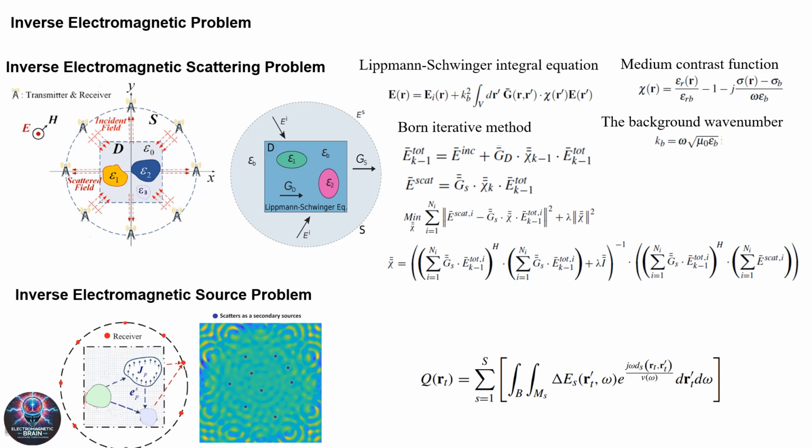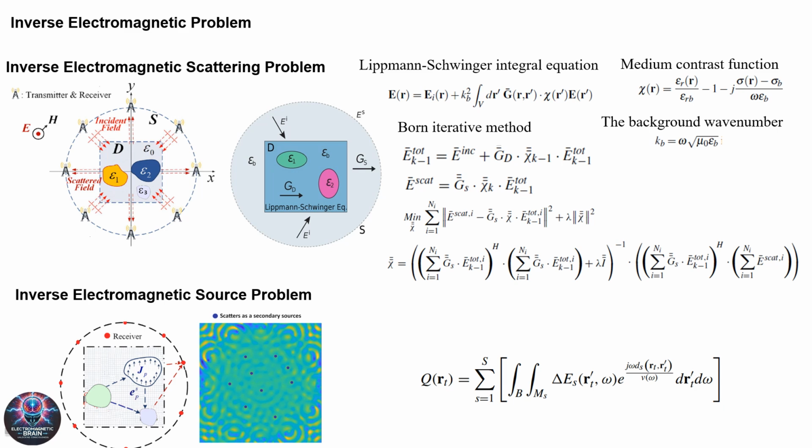During the kth iteration of this method, the total field is computed for the contrast function K-1 obtained in the previous iteration, using the state equation. By substituting it into the data equation and applying the Tikhonov regularization method, the optimization problem is solved to obtain K. For the first iteration, K0 is chosen arbitrarily. The slide presents the formulation associated with this solution, including the closed-form solution.